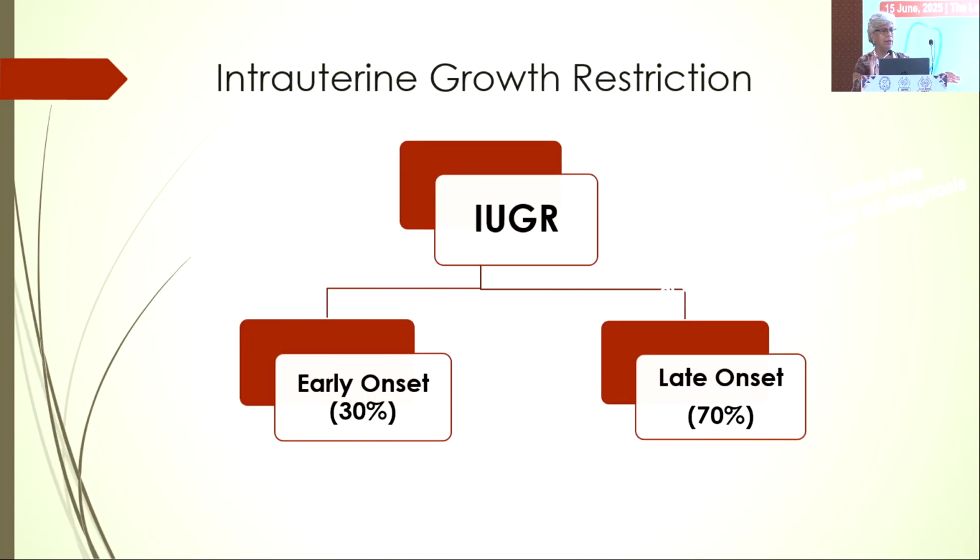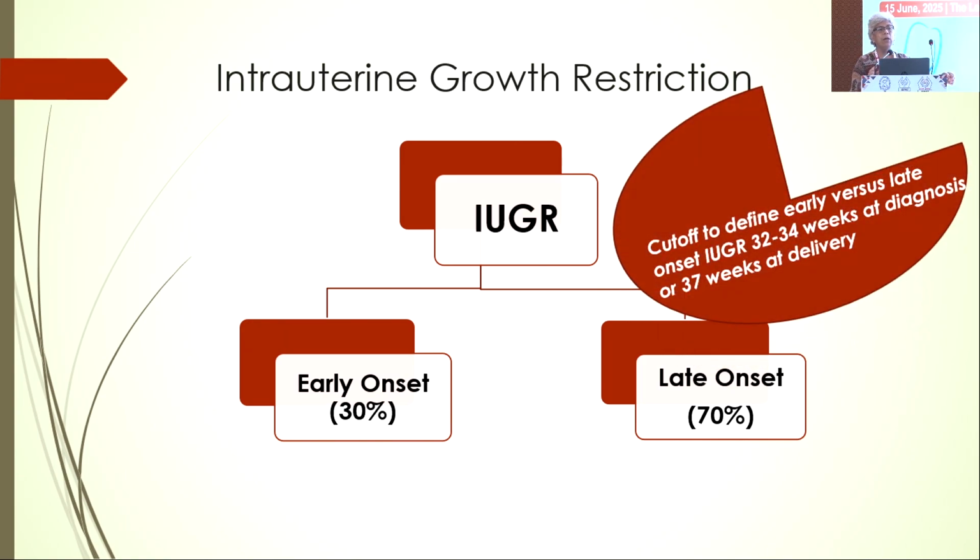So now a little bit about intrauterine growth restriction. We know that it is a pathological restriction of the growth of the fetus, and according to the gestational age at time of onset, we can divide it into early onset and late onset. According to ISUOG, if we are getting onset of growth restriction before 32 weeks, it is called early onset, and late onset is after 32 weeks.